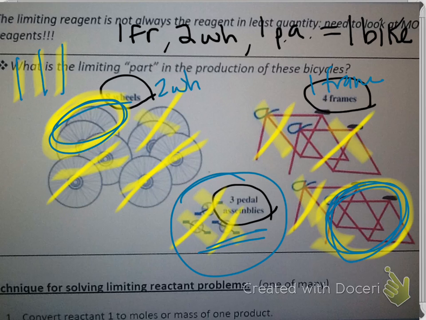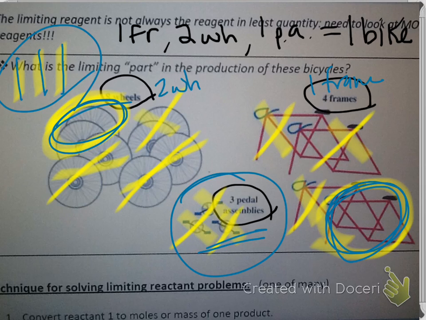The excess parts, or the excess reagents, were the wheels and the frames. When we finished making 3 bikes, we had 2 wheels and 1 frame left over. Okay, so that's pretty much what we're doing here. We're going to look at the quantities of reagents, the reactants.